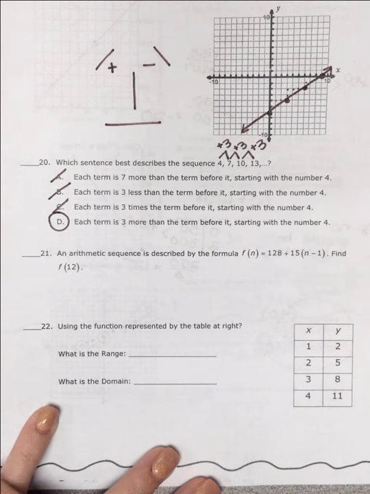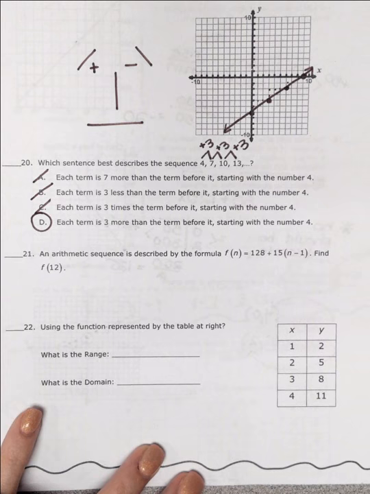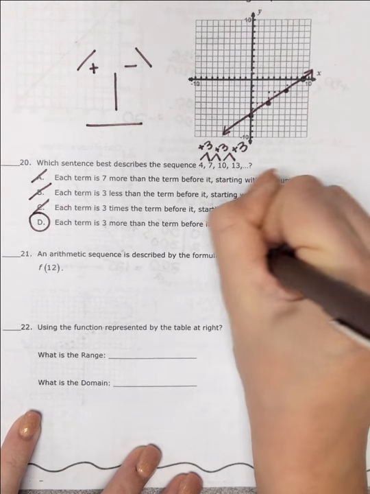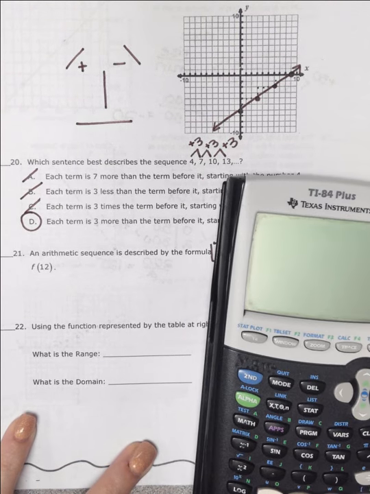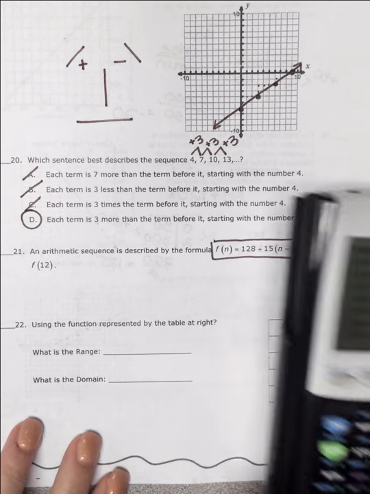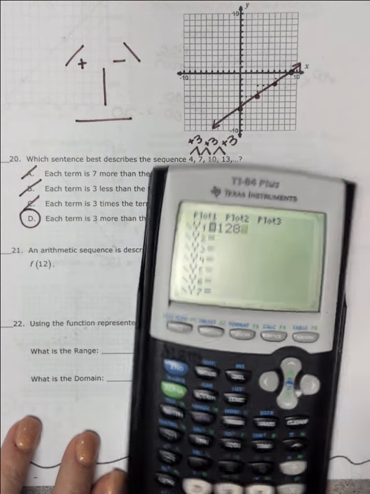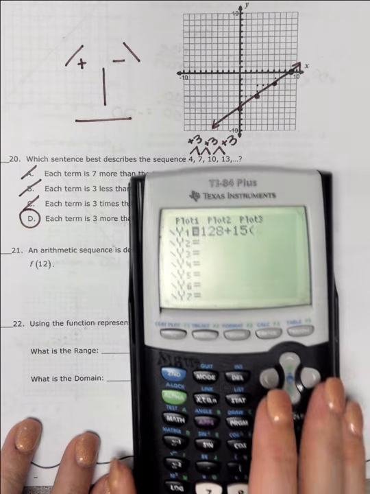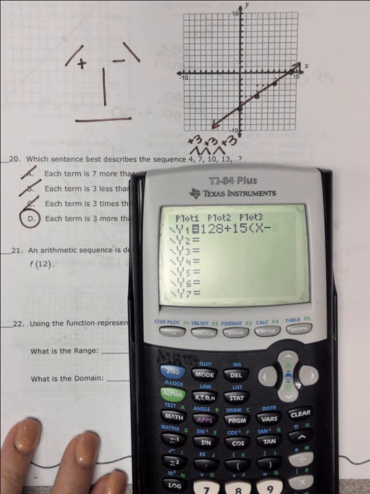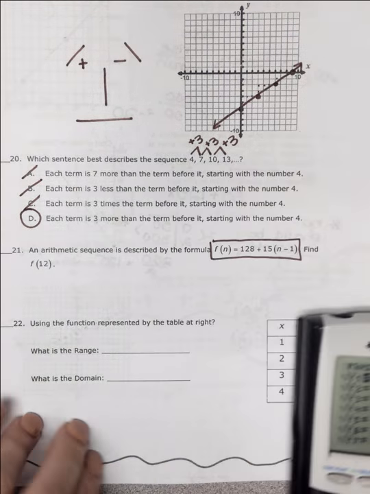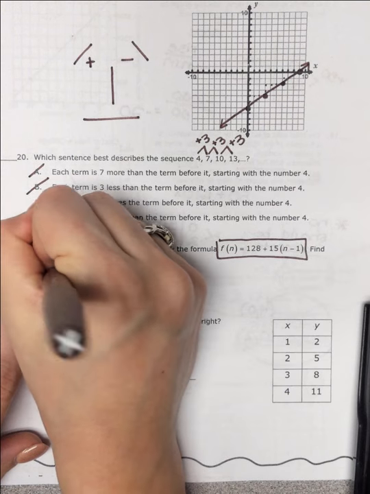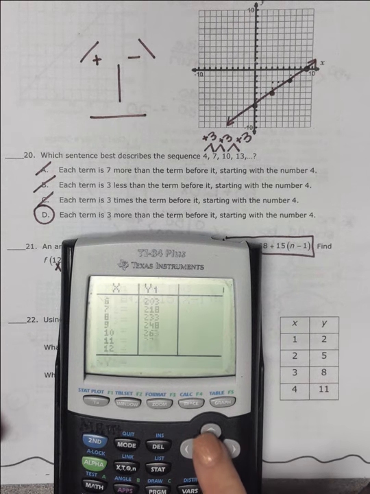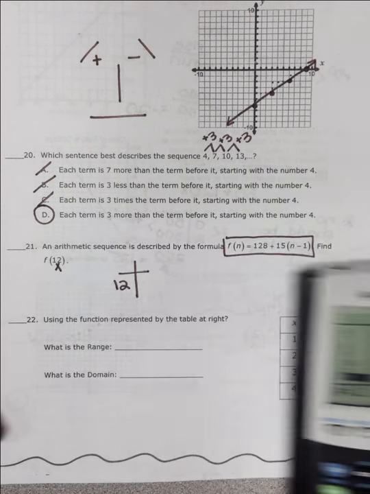Yes. All right, an arithmetic sequence is described by the formula. We have an equation. Plug it in your calculator. I'm telling you, if you remember to do that, you will pass your STAR test. No joke. 128 plus 15 parentheses. Instead of n, use x minus 1. And it wants f of 12. So it's inside, so this means 12 is your x. 293.